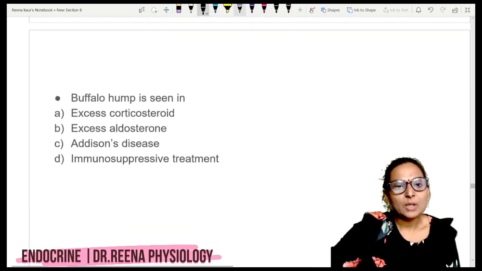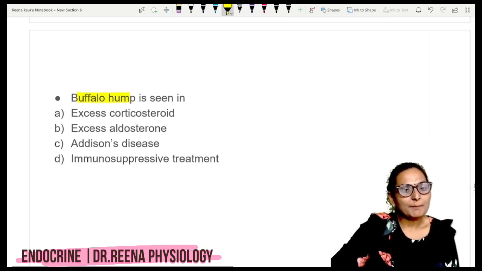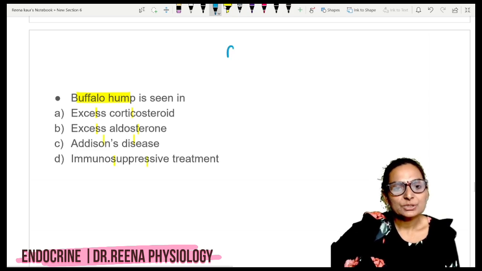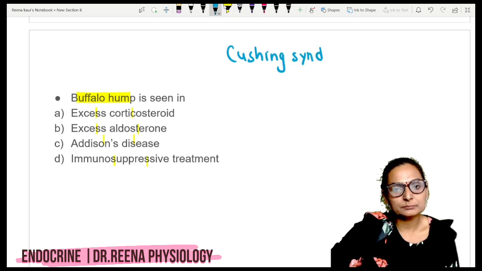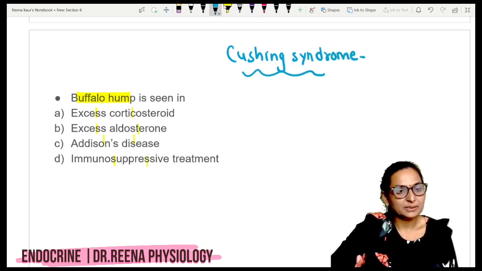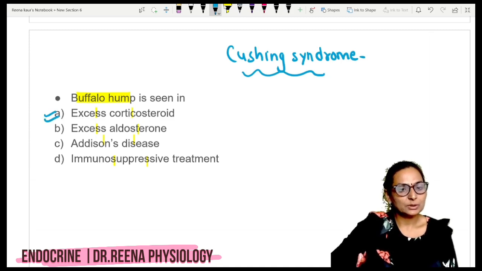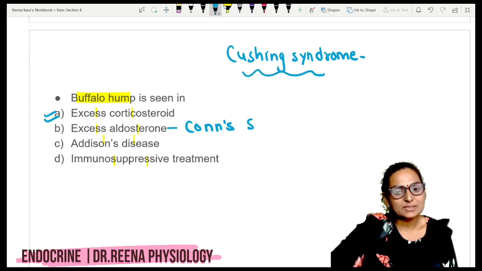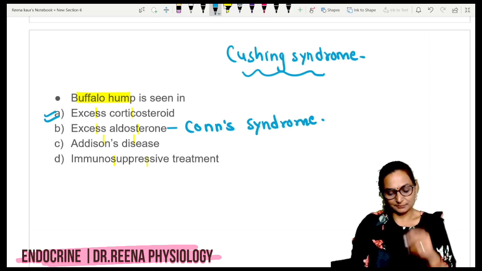Now answer this. Buffalo hump is seen with excess corticosteroid, excess aldosterone, Addison's disease, or immunosuppressive treatment. So you get this with Cushing syndrome. That is excess corticosteroid. Excess aldosterone is called Conn's syndrome. Yes.